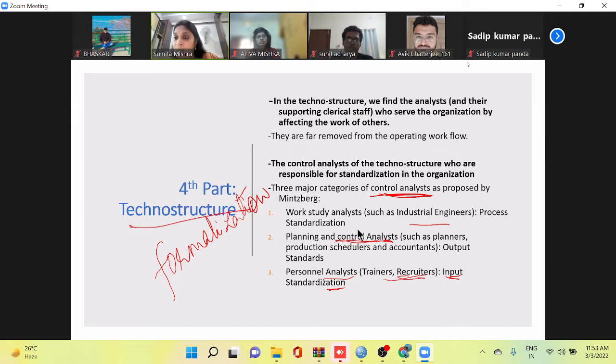Okay. Very often you will find that these lines are blurred. That means techno and operating core are working hand in hand. But in many organizations, they try to separate. Okay. They try to separate these activities.